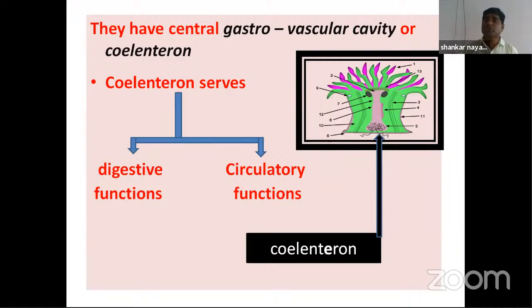They have a central gastrovascular cavity or coelenteron. See, in these diagrams, the middle of this polyp is called the coelenteron. As it has a coelenteron, this phylum is also called Coelenterata. The name Coelenterata is derived from coelenteron. This coelenteron serves two important functions: digestive and circulatory functions.